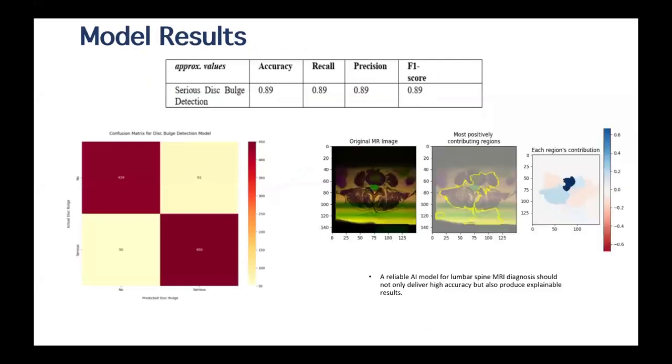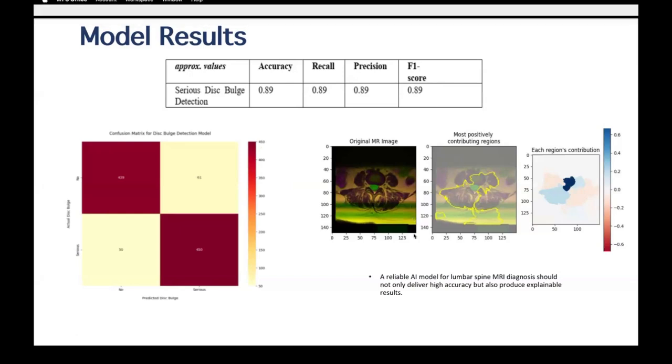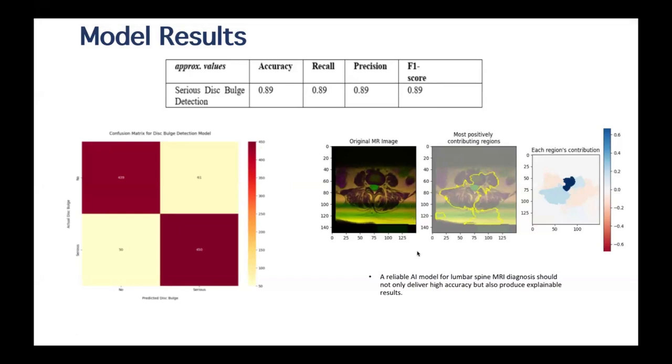So for model evaluation, we had an overall accuracy of 89%, a recall score of 89%, and a precision and F1 score of 89% as well. So that's the confusion matrix. And you can see that we did have quite a decent number of predictions that were actual for the nil and also for the serious.